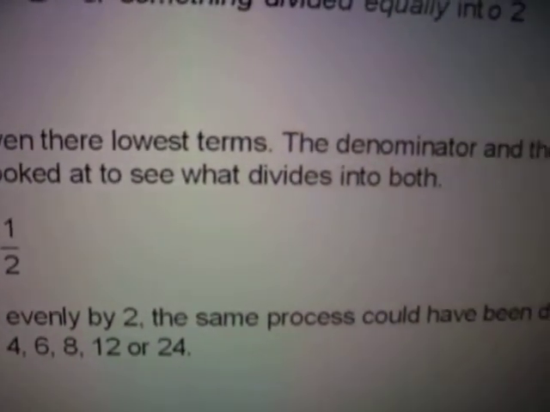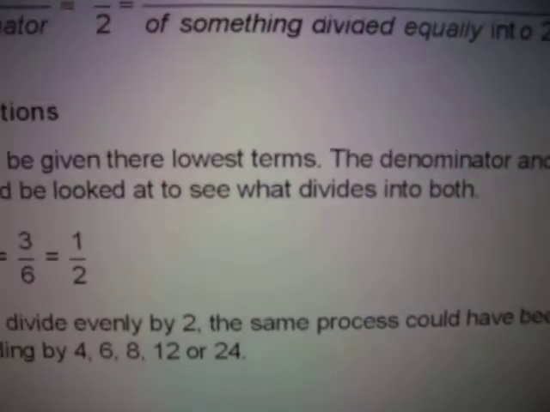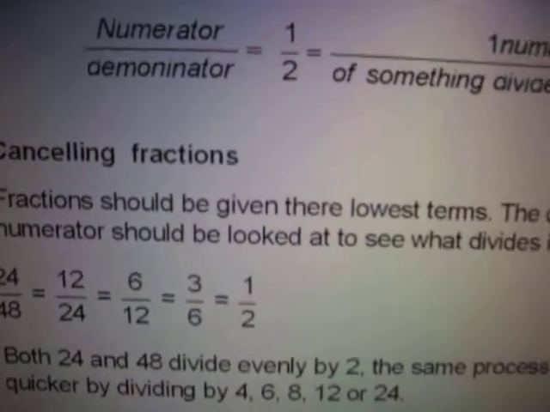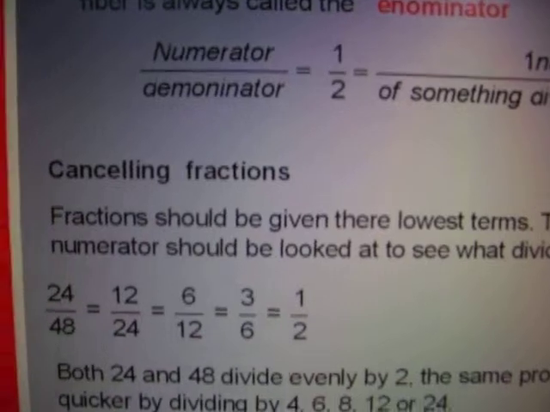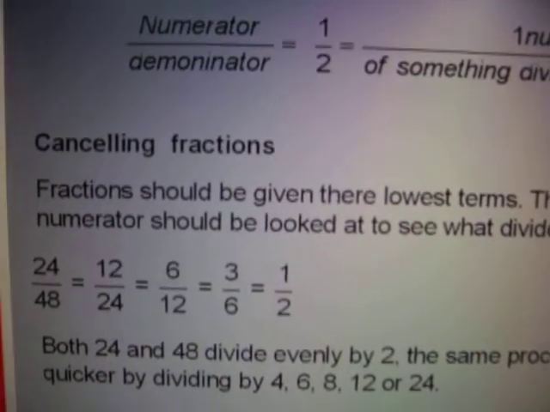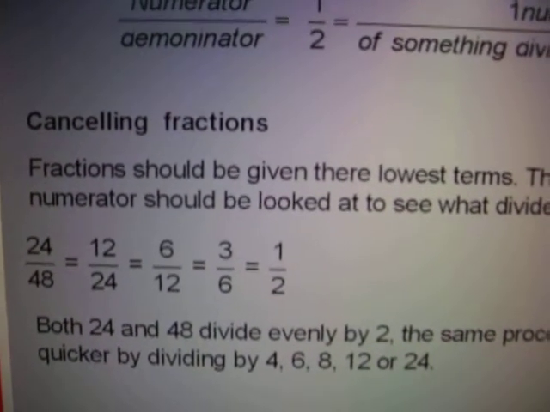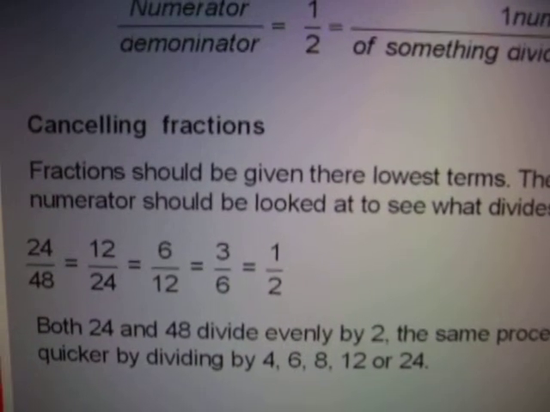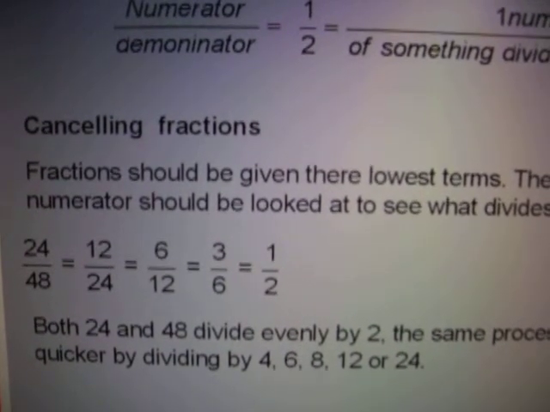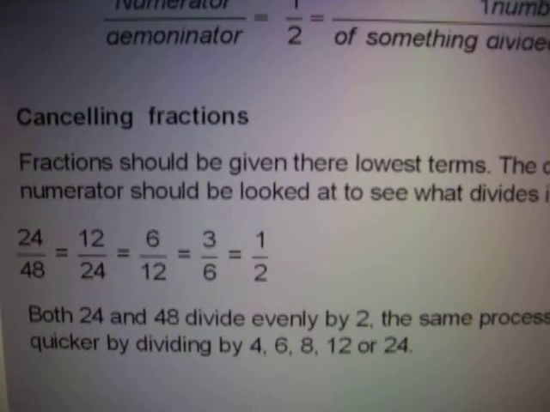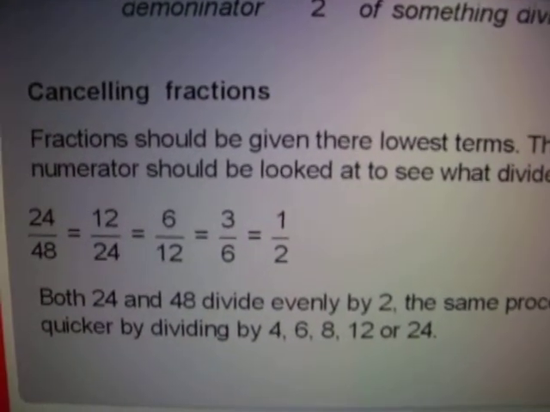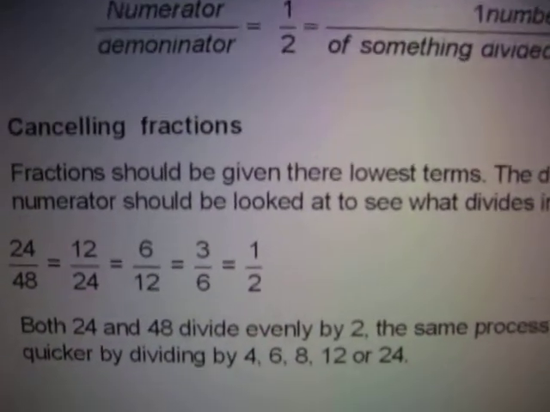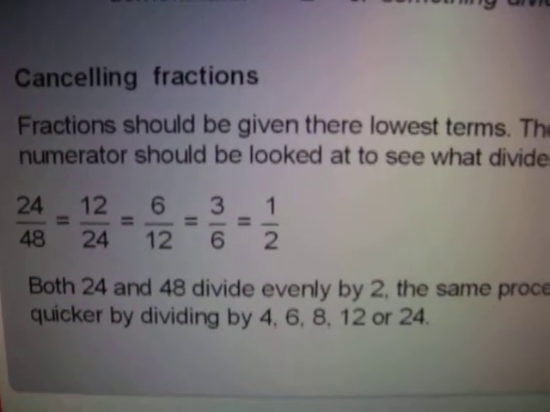And cancelling down. Now here, all you're doing in regards to cancelling down is asking what number will divide into 24 and 48. Again, you find 12 will do it. And you will see here that they're giving you 24 over 48 equals 12 over 24.